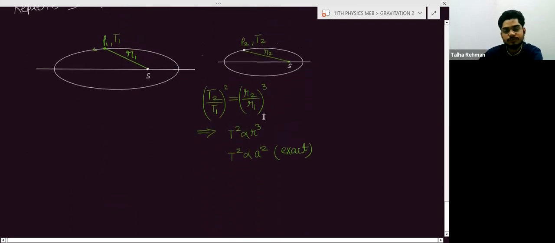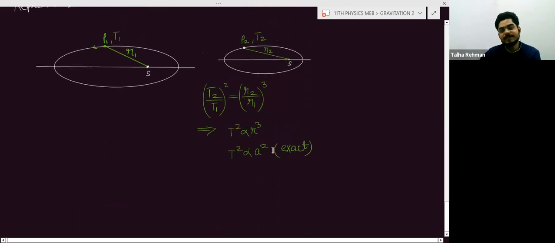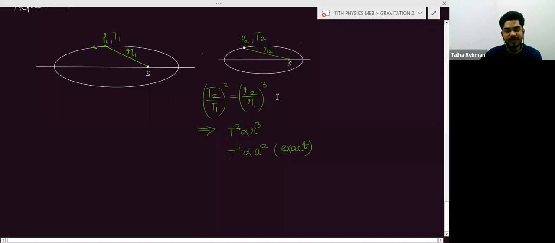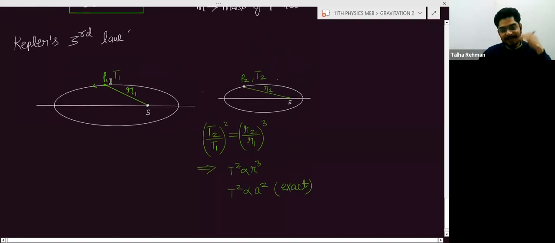So basically, this is the exact Kepler's third law, but for solving the numericals, we will use this. Exactly, this planet is revolving in an elliptical path, but we will consider the planet is revolving around a circular path. Okay. So you should write this also.